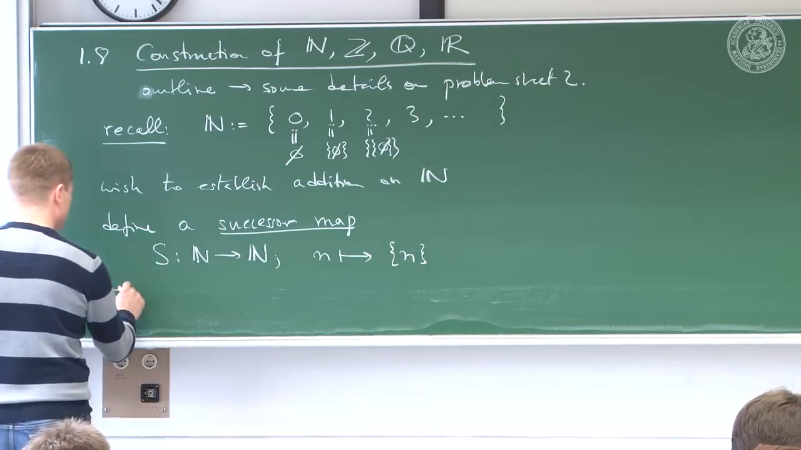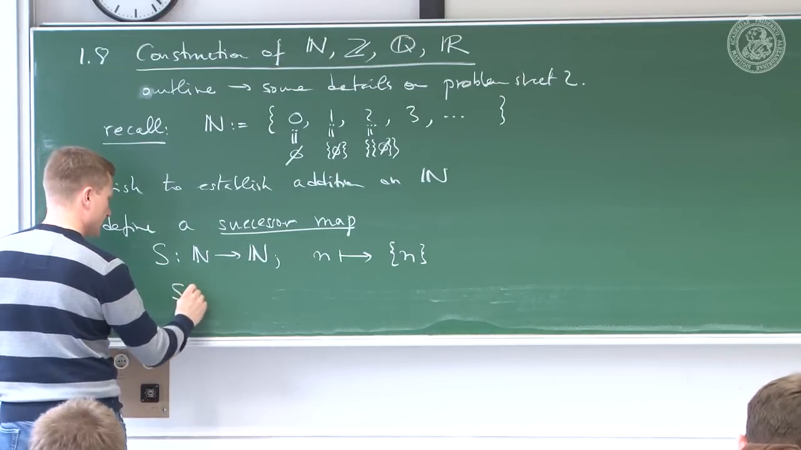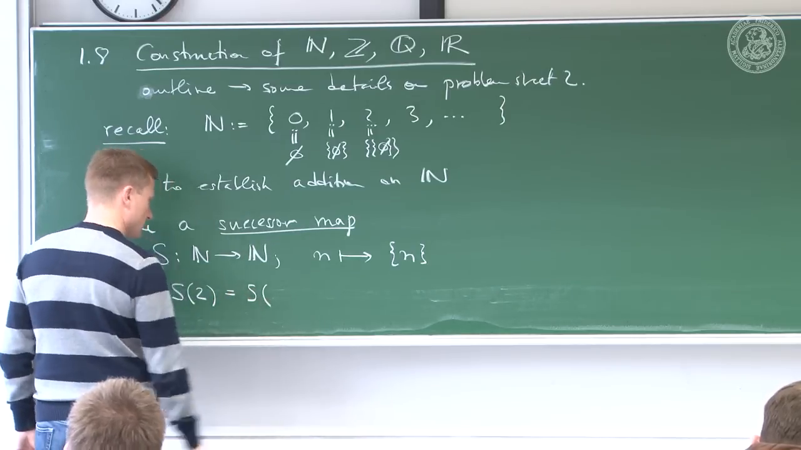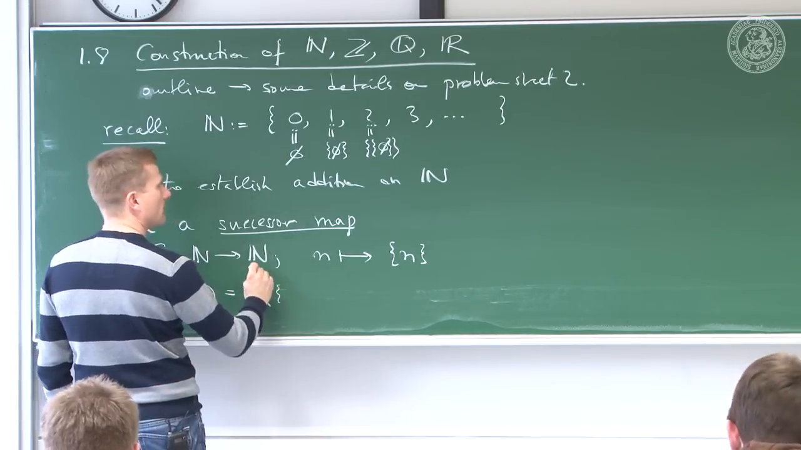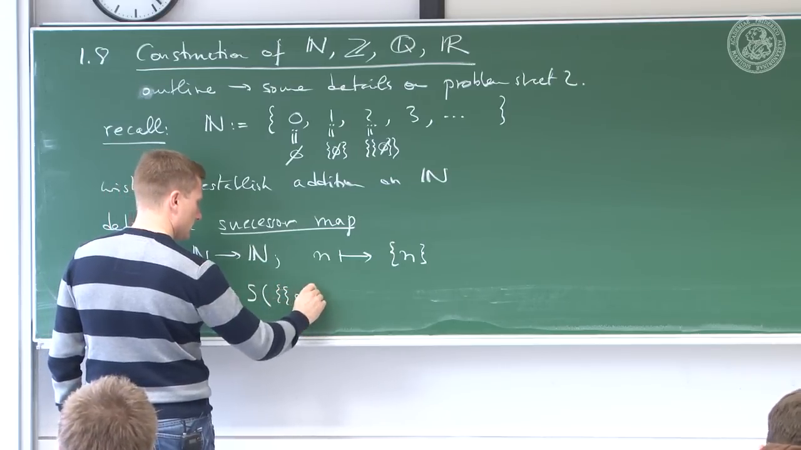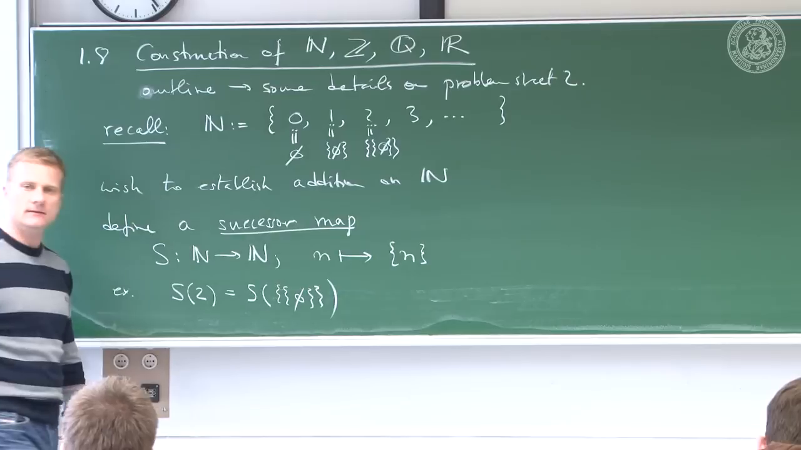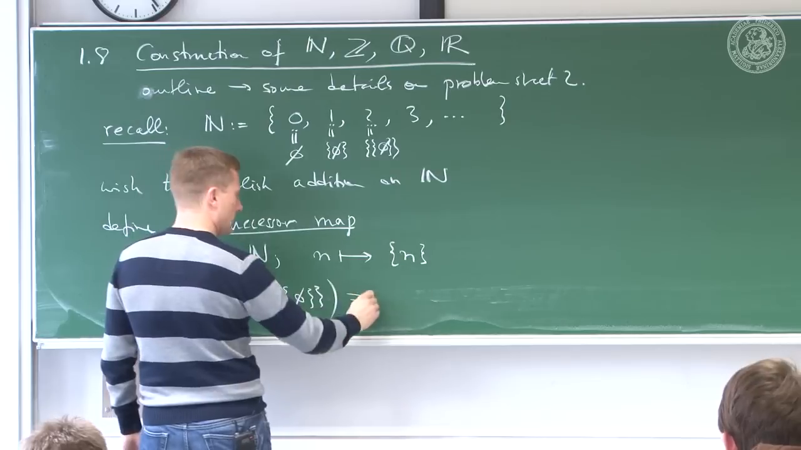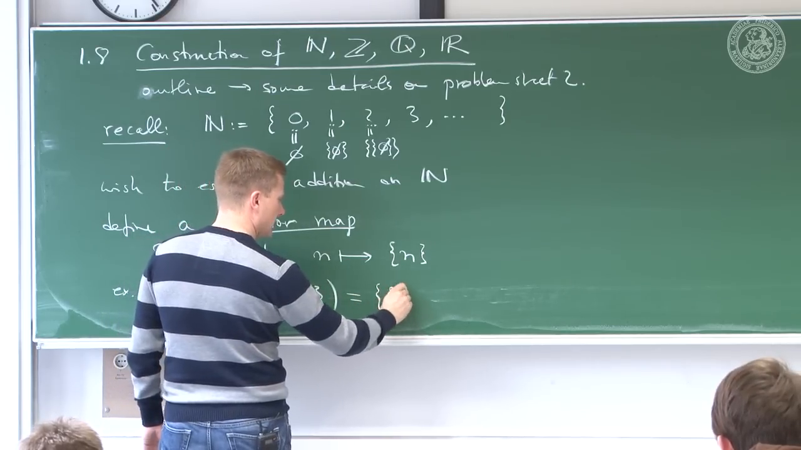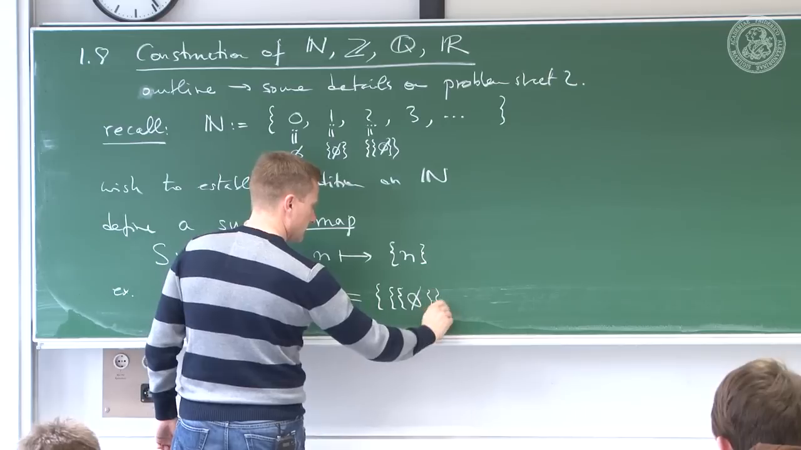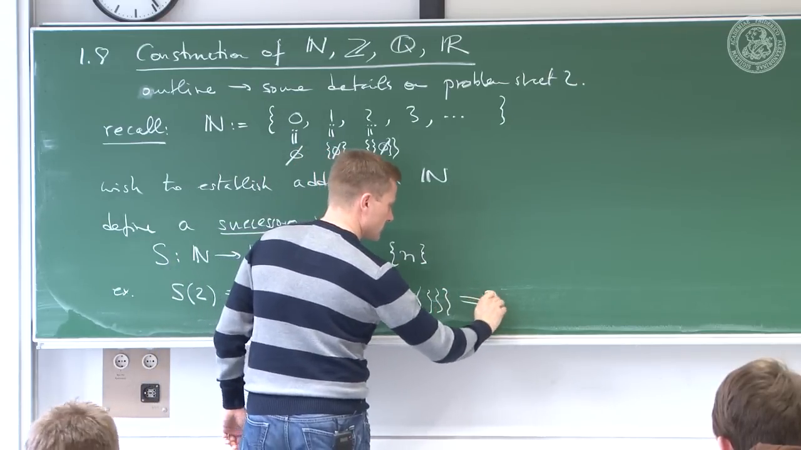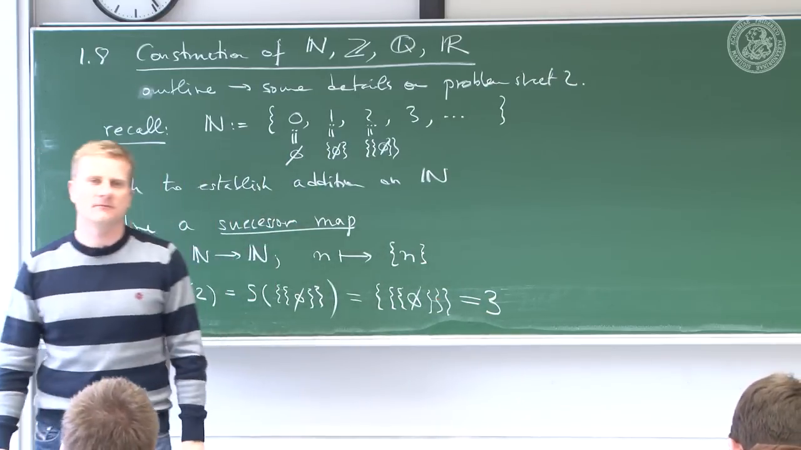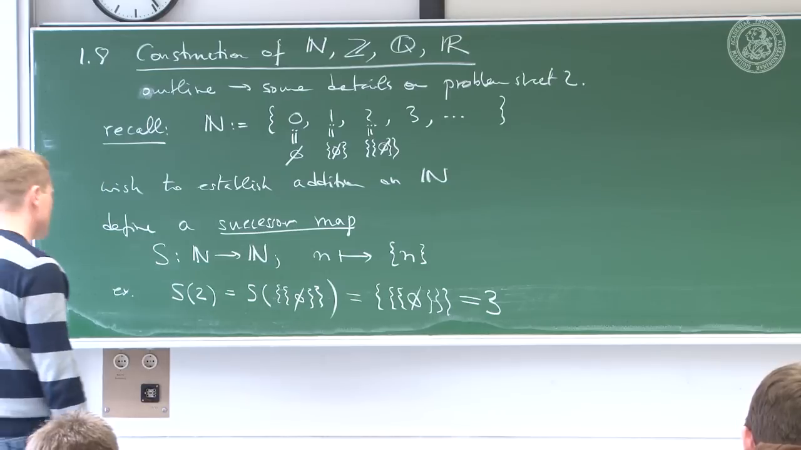So for example, what is the successor of 2? Well, 2 is just a short form of this guy, and this is the n, and now what I do is add another layer of brackets around it. And this is just a short form of 3. So the successor of 2 is 3. Wonderful. That's the successor map.